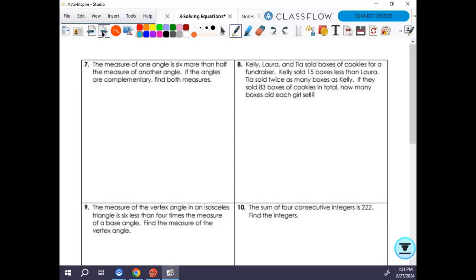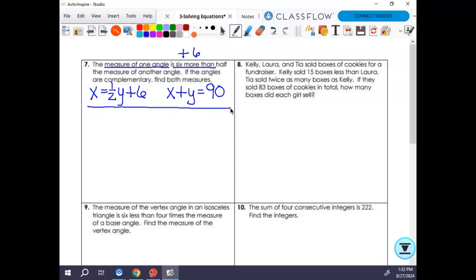Okay, so we've got the measure of one angle. So the measure of one angle will make that X. Is 6 more than, so that's plus 6 out here, right? Plus 6. Half the measure of the other angle. If the angles are complementary, so what does X plus Y equal? 90. Those are our equations right there. Any questions on that? Did we get at least close to that if we wrote them out? Awesome. All right, so let's go ahead and solve them.